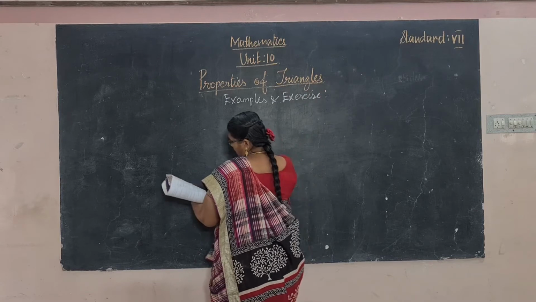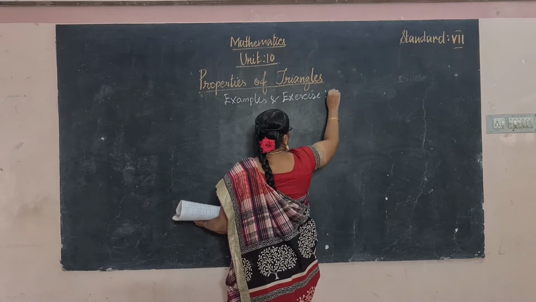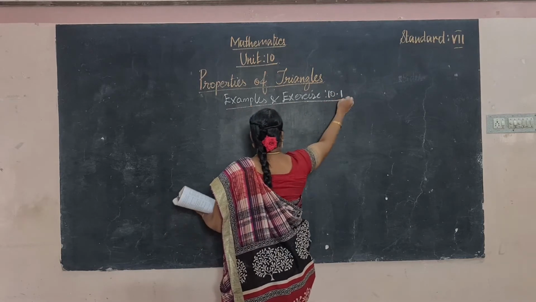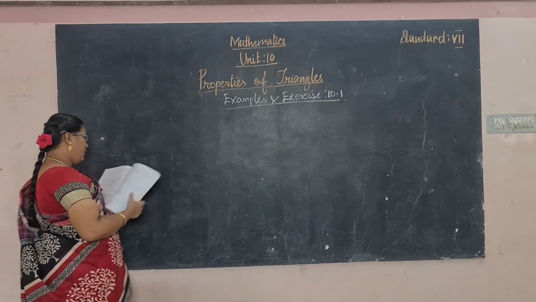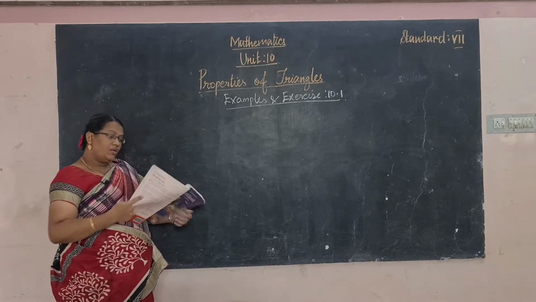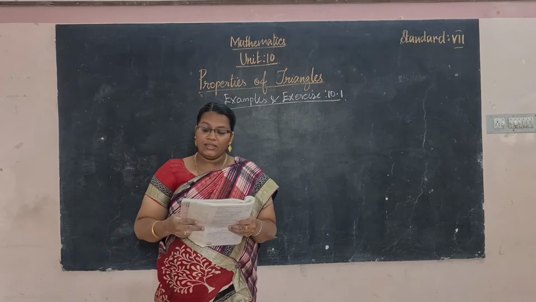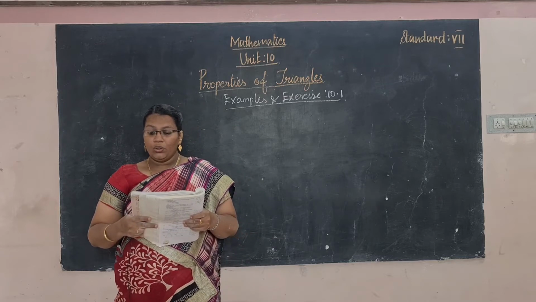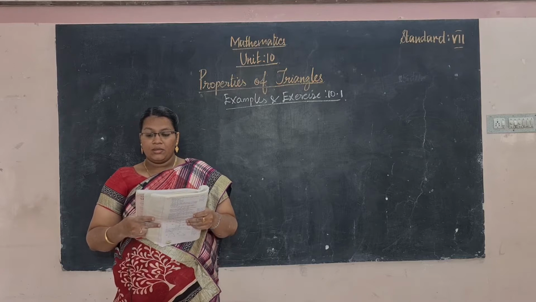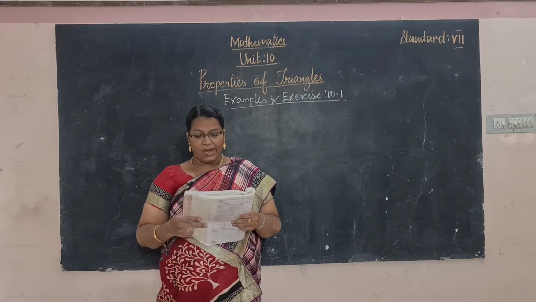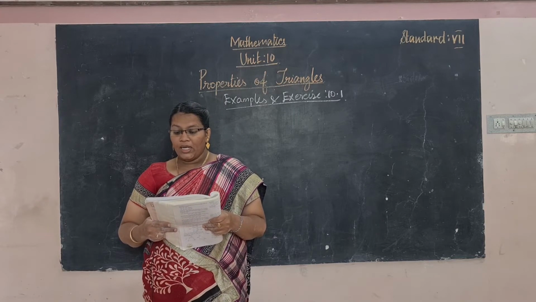Examples and exercise 10.1. Already we have completed the 9 problems. Now see the 10th problem. Example 10. In a triangle PQR, QR is produced to S as shown in the given figure.